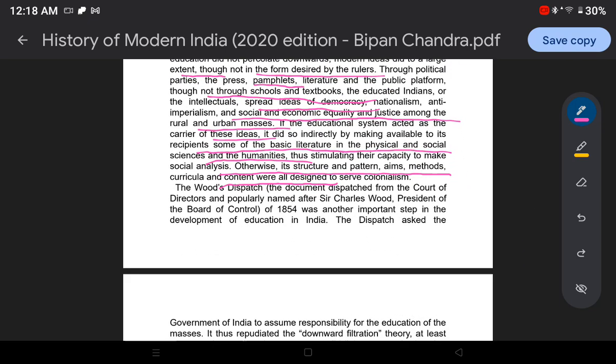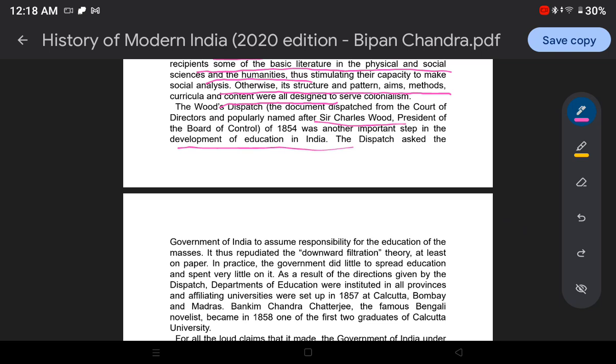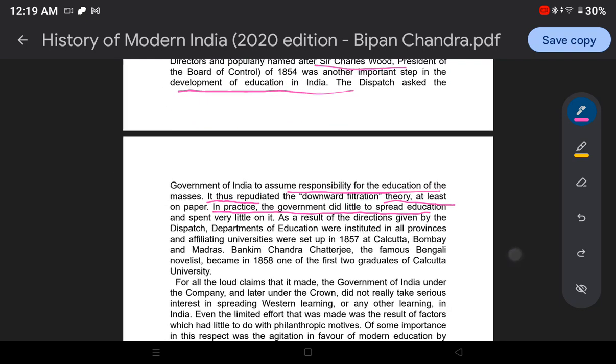The document dispatched from the Court of Directors, popularly named after Sir Charles Wood, President of the Board of Control in 1854, was another important step in the development of education in India. The dispatch asked the Government of India to assume responsibility for the education of the masses. It thus repudiated the downward filtration theory, at least on paper. In practice, the government did little to spread education and spent very little on it.